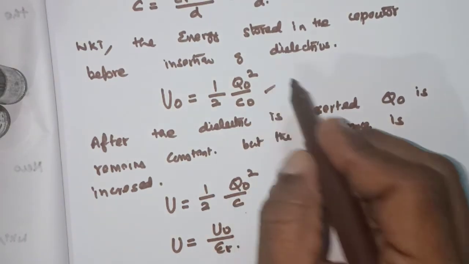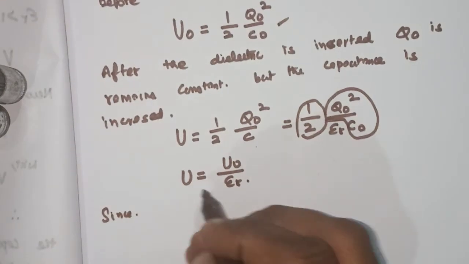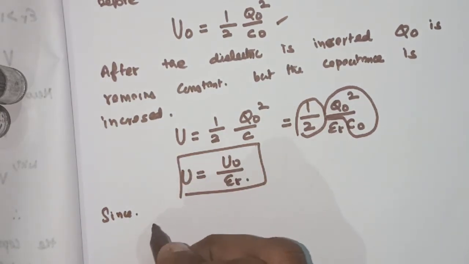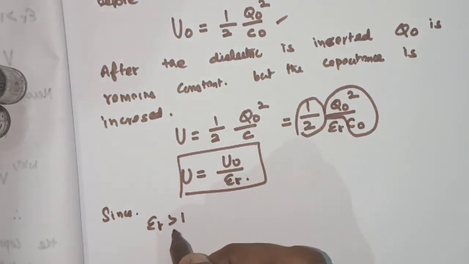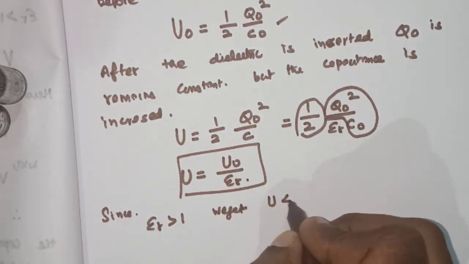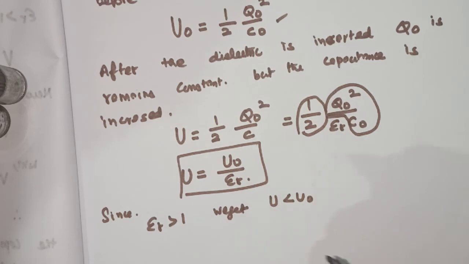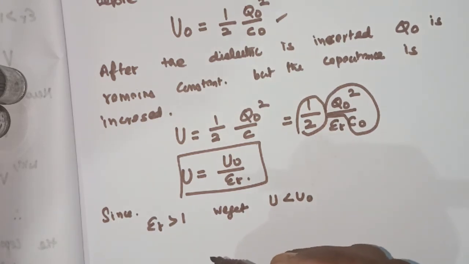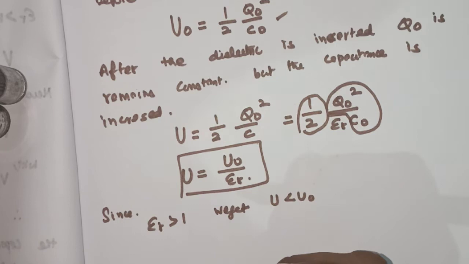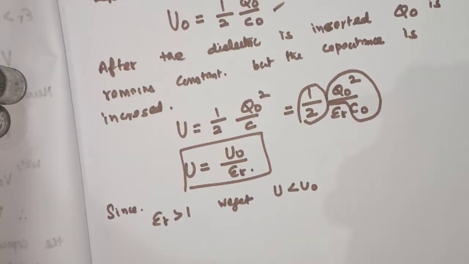We already know the equation. I am going to substitute here. Okay, since epsilon r is greater than 1, we get U is less than U naught. There is decrease in energy because when the dielectric is inserted, the capacitor spends some energy in pulling the dielectric inside.